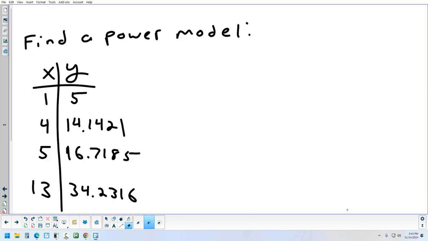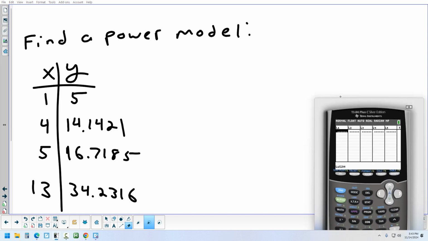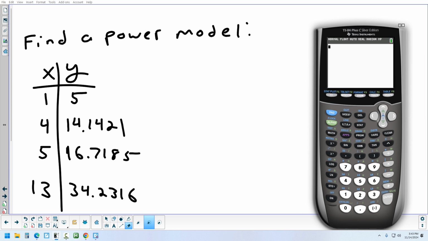Okay, so last question. We're going to be finding a power model for this data. What's the first thing that I have to do with that data in order to find a power model? Yeah. Plug it into a table. Yeah, we're going to put it all into the table. You've got to press stat, and you have to go to edit. That's where you have to type it in. So we're going to put in 1, 4, 5, 13. And again, you'd be given all that information on the test.